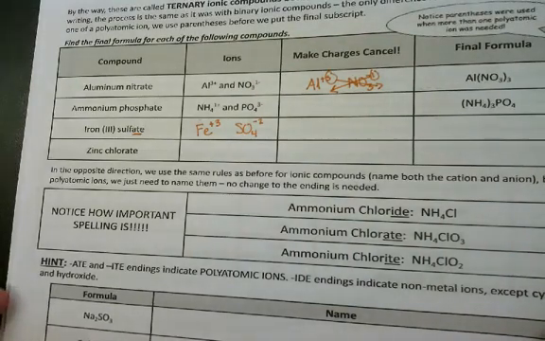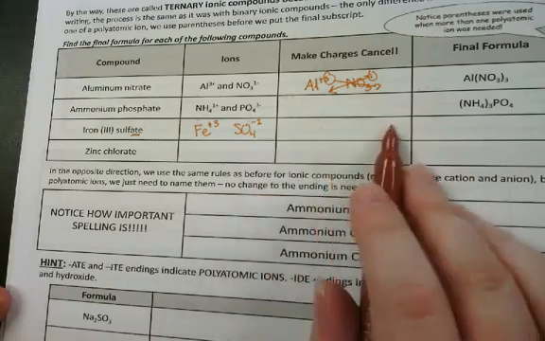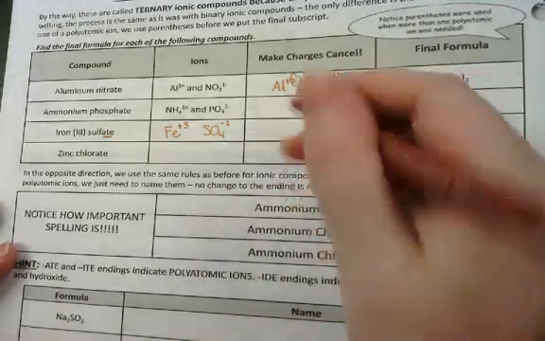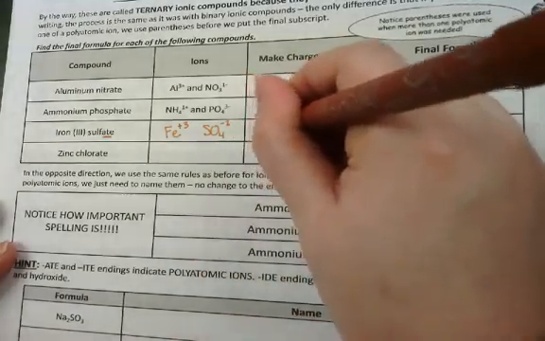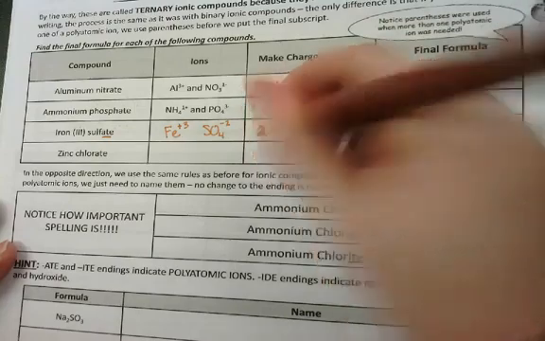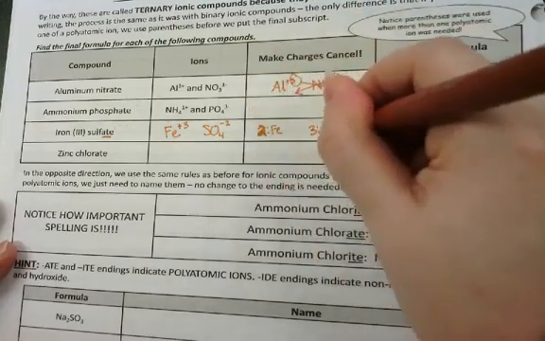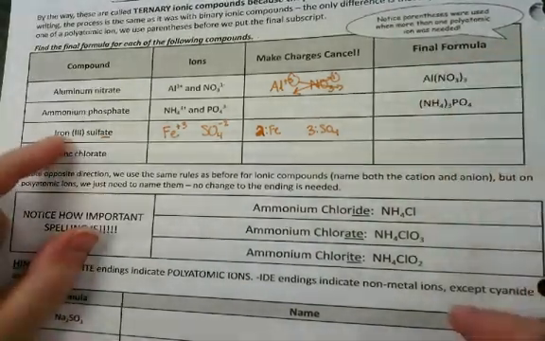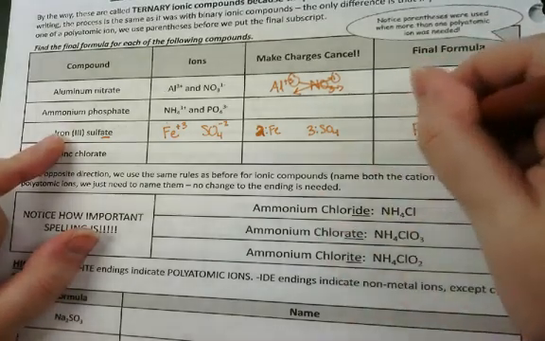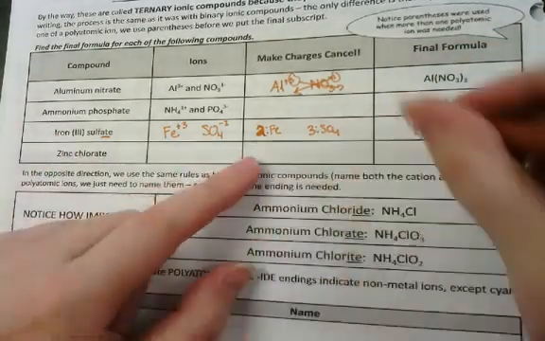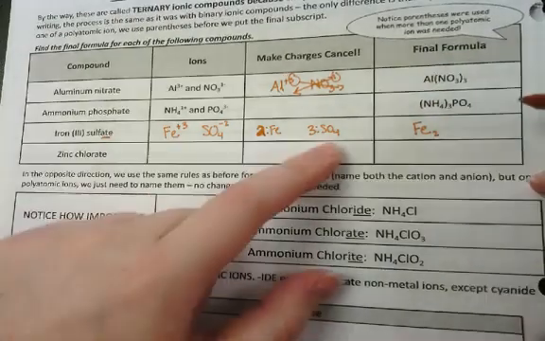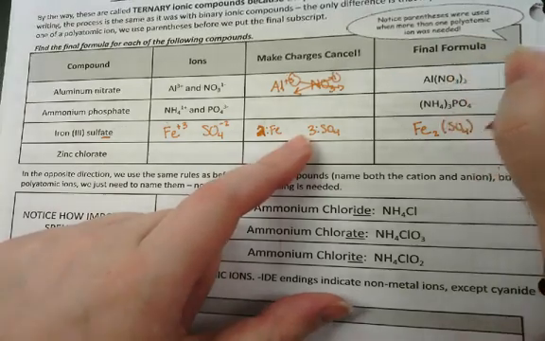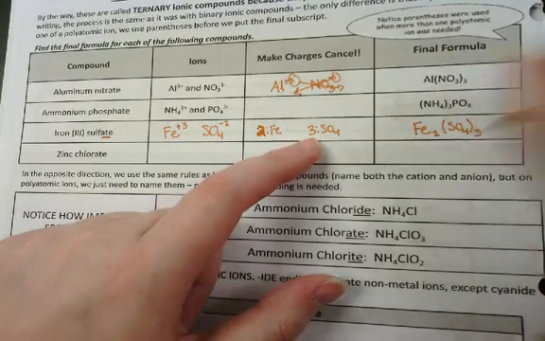And you can choose to cancel them out either by adding them up to equal 0 or doing that crisscross method, whichever you prefer. But you'll figure out that you need 2 irons and 3 sulfates. So whenever you write it, iron is what's listed first in the name, so iron is what we write first in the compound, and I need 2 of them. And then I've got sulfate. I need more than 1 sulfate, so I have to put that SO4 in parentheses. And then I'll put however many I need, which is 3, outside.